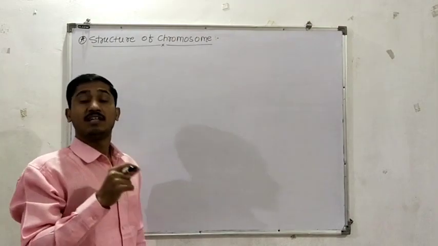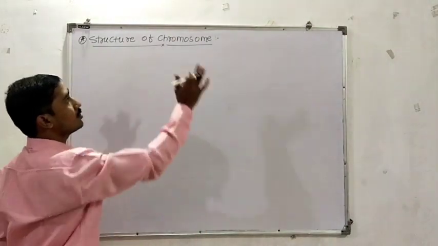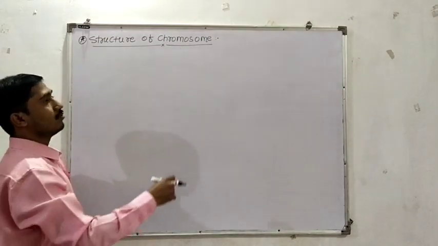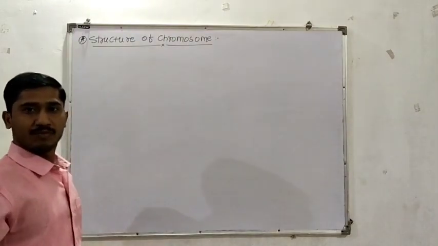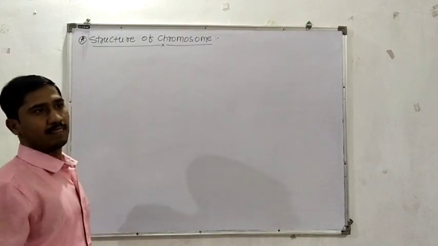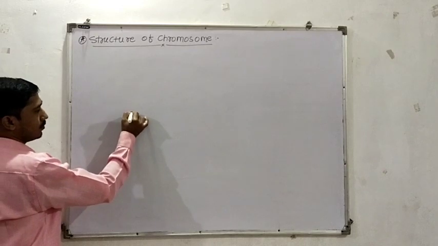DNA consists of our genetic material actually, that is genes. And this DNA is composed by chromosomes. Today we are going to discuss the structure of this part, that is chromosome. Later on we will discuss the types of chromosome. So let us start with the structure of chromosome.